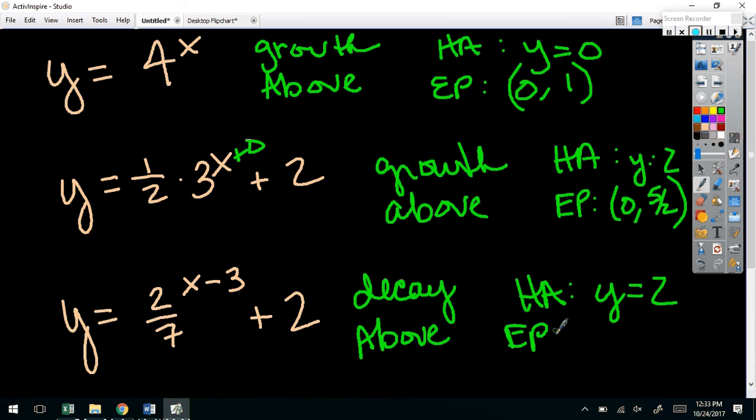Easy point. Opposite H, and then A plus K. 2/7 is your B. 1 plus 2. A is 1.